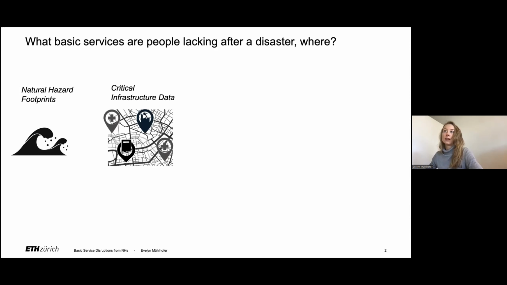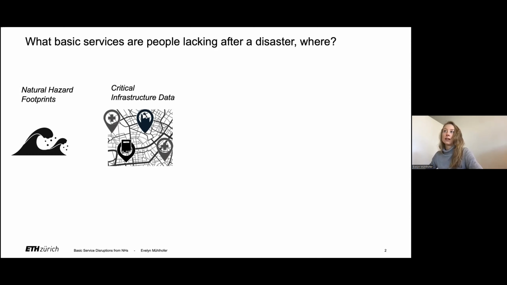So at the essence of my research question, it is, after a disaster, what basic services are people lacking and where are those people that lack what kinds of basic services? So bridging this gap from disaster footprint to basic services is what's at my research question. And what we implemented was a model that can cope with large scales, that is national scales, using only publicly available data sources, and that works consistently across the globe.